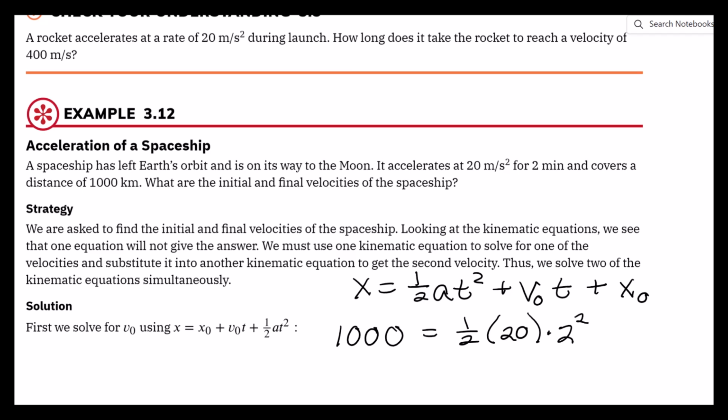2 minutes. Oh, 2 minutes. This is being a butthead. Okay, sorry, I said butthead. It's not 2 minutes. It's not just 2, because this is in meters per second squared, and this is minutes. Oh, I hate problems. And this is in meters, and this is in kilometers. Dang it. I should know better.